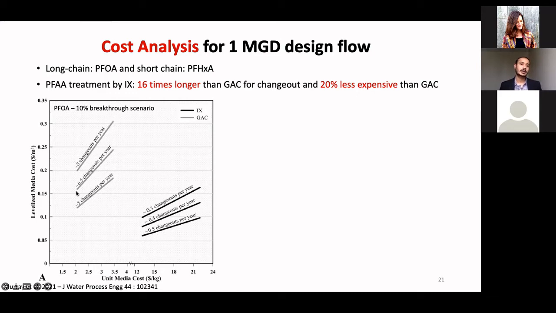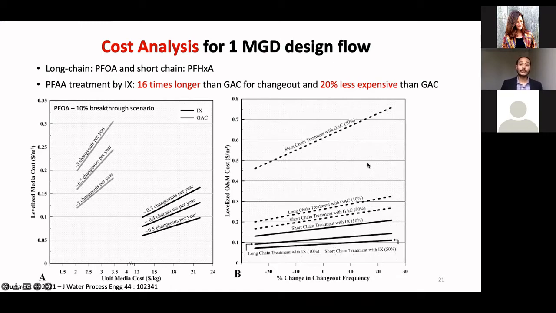The gray lines are the curves for the granular activated carbon treatment, and the dark black lines are the curves for the ion exchange treatment. What this figure shows is the levelized media cost, that is the cost of media per treatment unit volume of water versus the cost of the media itself. As you can see, although the media cost of granular activated carbon is much lower than ion exchange resin, the total treatment cost per unit volume for GAC is much higher than for ion exchange treatment because it requires frequent change out due to exhaustion and early breakthrough of PFAS.